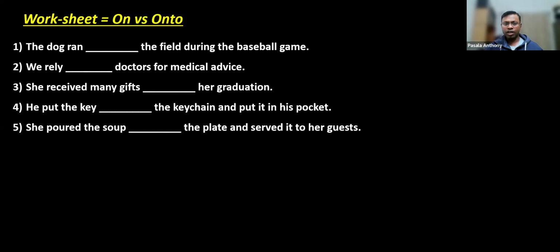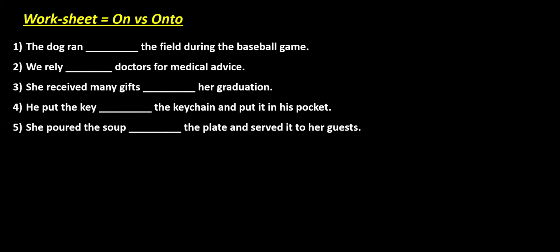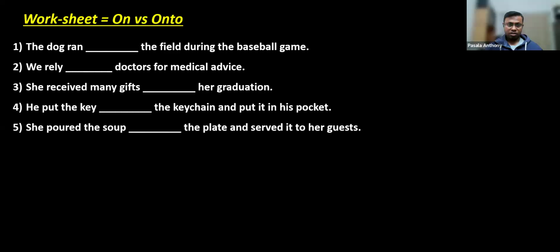We rely, depend. Depend means on. We rely on doctors for medical advice. She received many gifts on her graduation. What is that? On her graduation, that's correct.